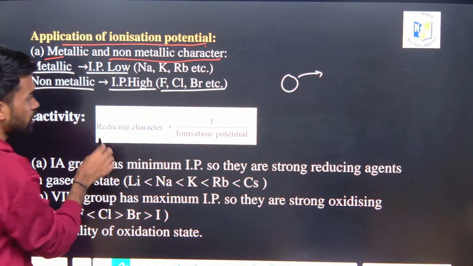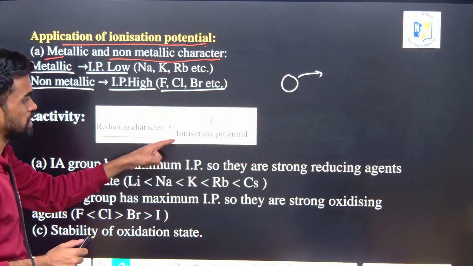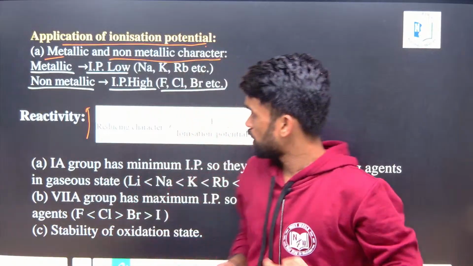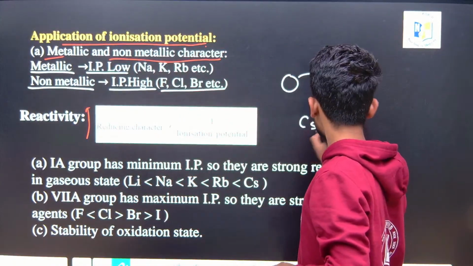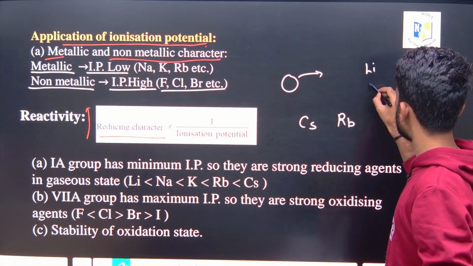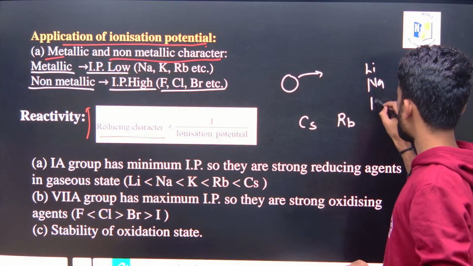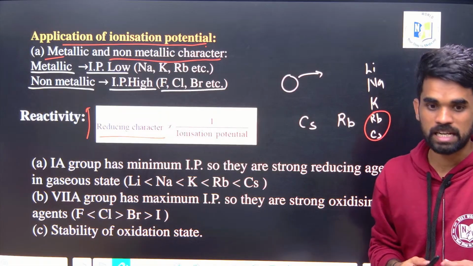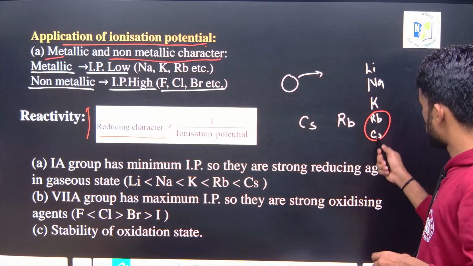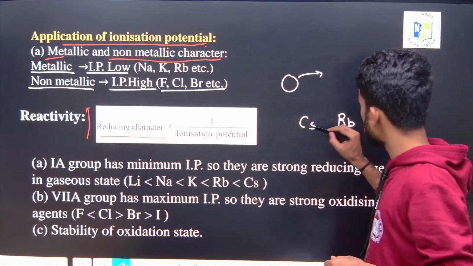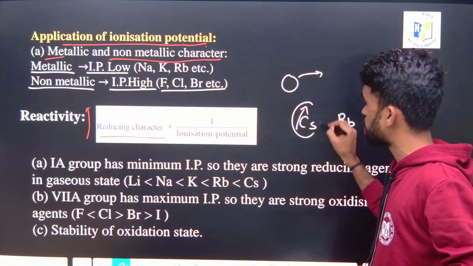Next we have reducing character. Similar to lower ionization energy, they have more reducing power. So which metal is more reducing? If I give different metals like cesium and rubidium, from the first group elements like lithium, sodium, potassium, rubidium, cesium, which element loses electron easily? Down the group ionization energy decreases. Cesium loses electron easily, so it has low ionization energy and more reducing character.